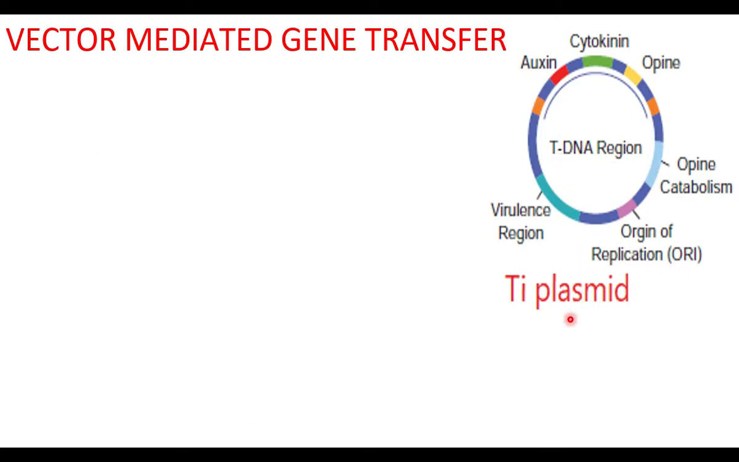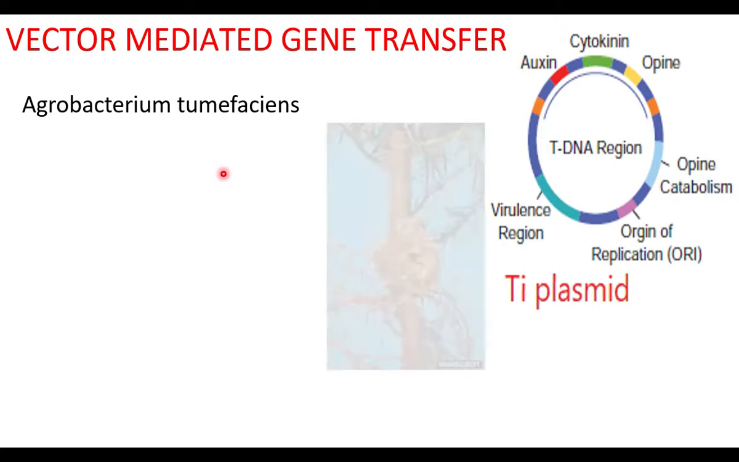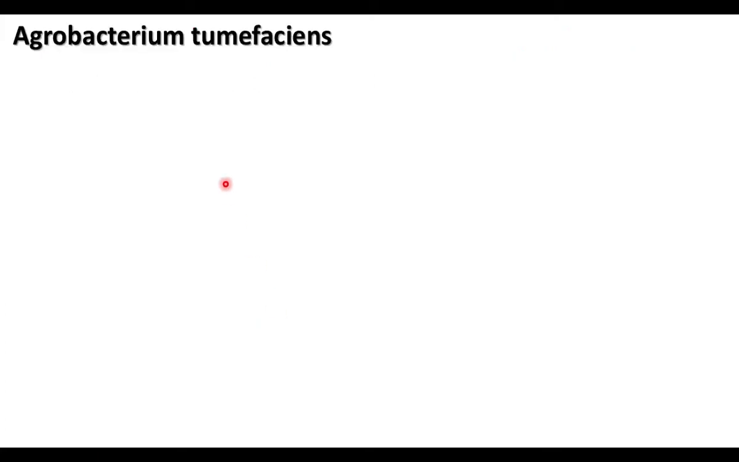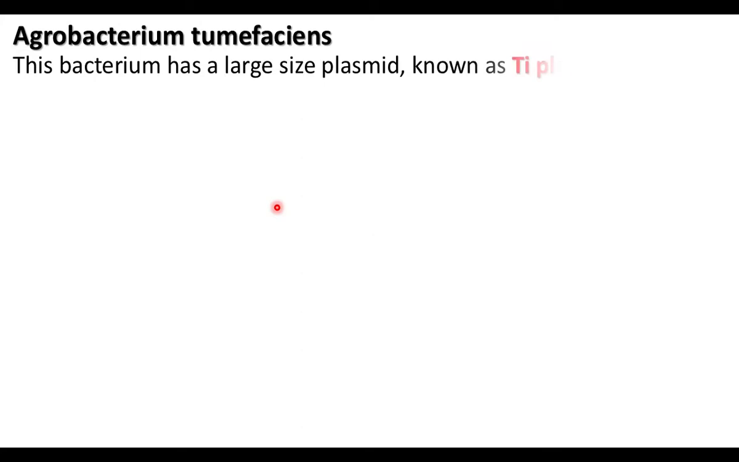This TI plasmid is present in Agrobacterium tumefaciens. Agrobacterium tumefaciens is a bacterium. It has the TI plasmid. It is a disease causing bacterium. It causes crown gall disease in plants, a cancer like growth. This bacterium has a large size plasmid known as TI plasmid. It is a tumor inducing plasmid.